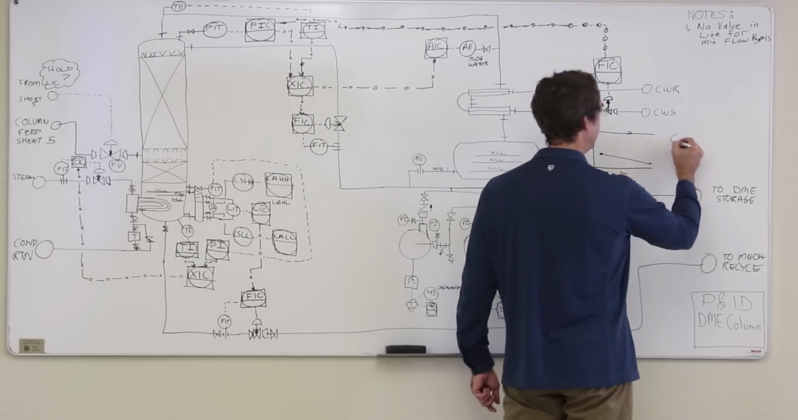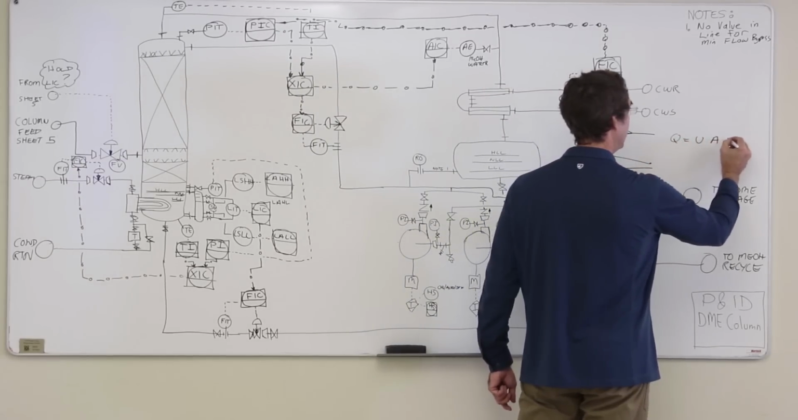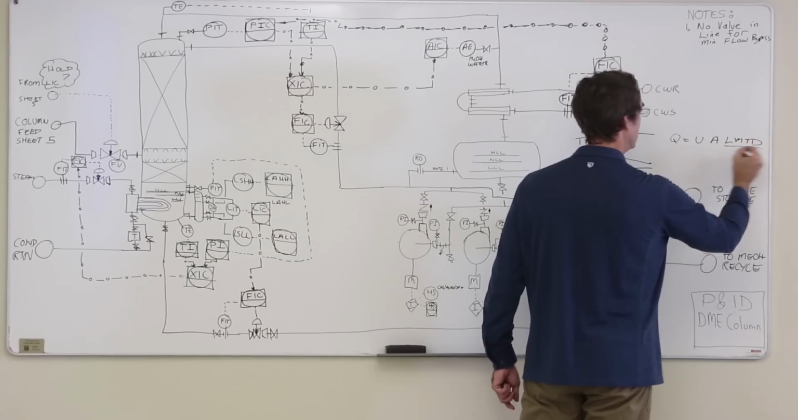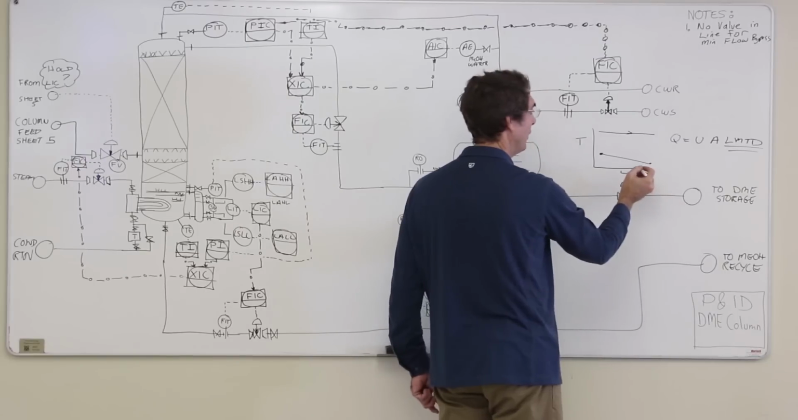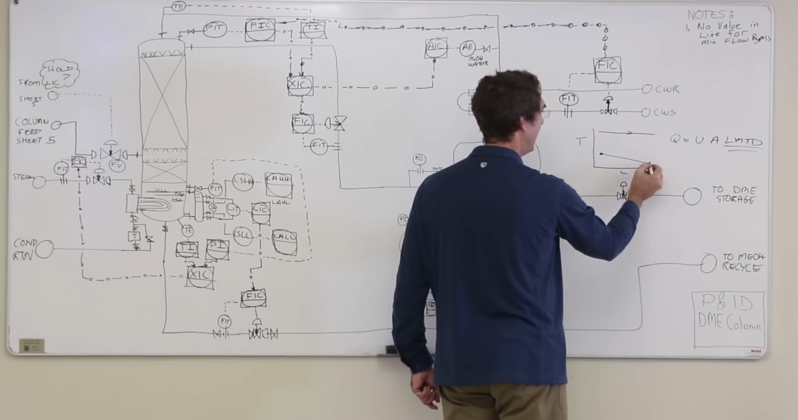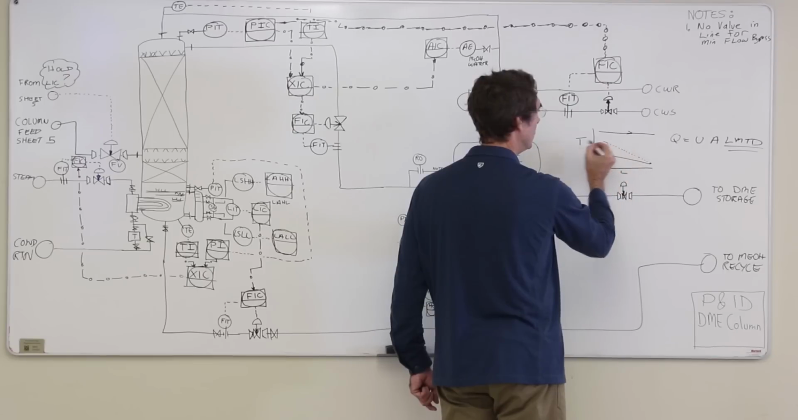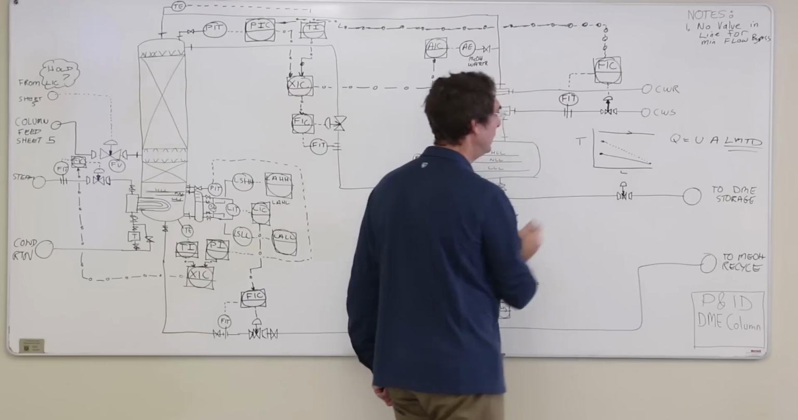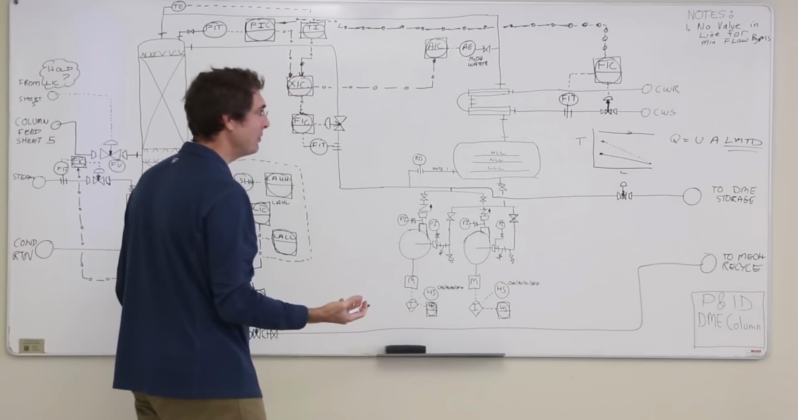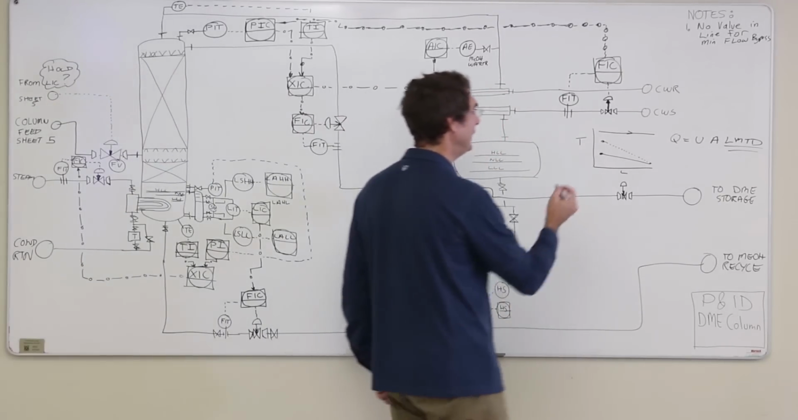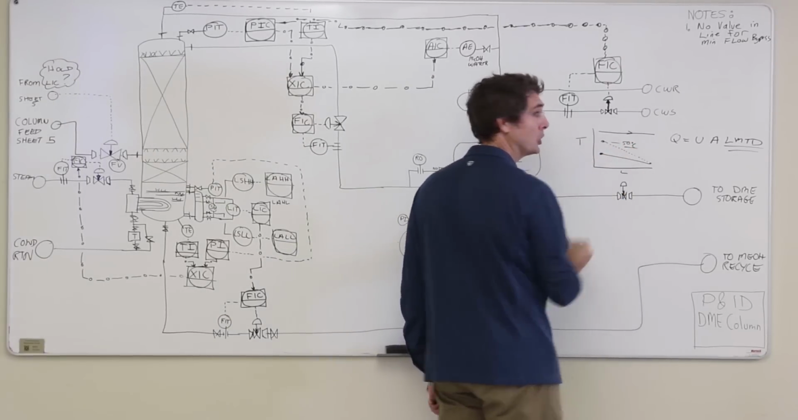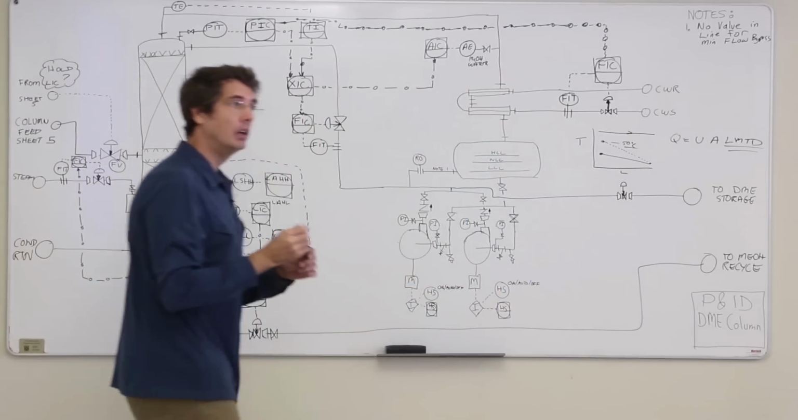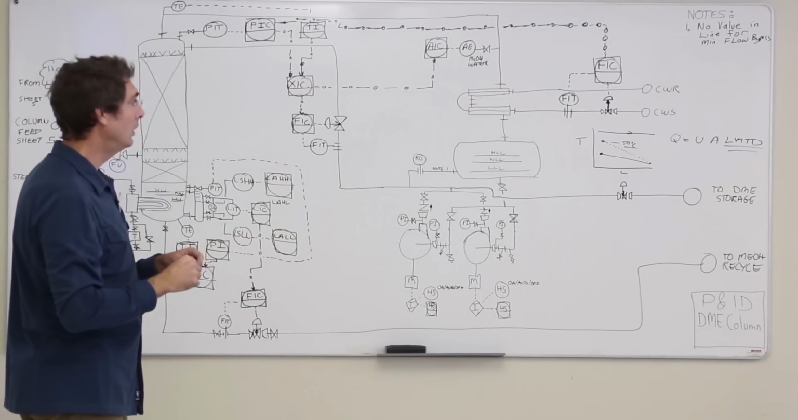So Q is equal to UA LMTD. The U and the A are almost fixed. Well, the A is fixed, and the U varies a little bit with the flow rate. But what ends up happening is you end up doing this with the cooling water, and that brings the outlet temperature of the cooling water up. And since we have stainless steel, if you start to get above 50 degrees Celsius, we have stress corrosion cracking occurring. But we also have a limitation of no more than 45 degrees C.